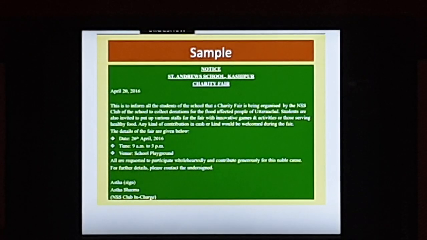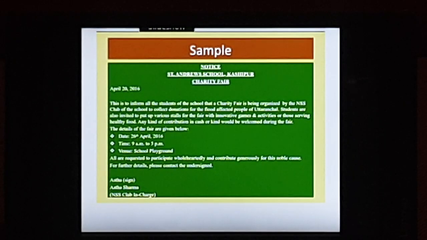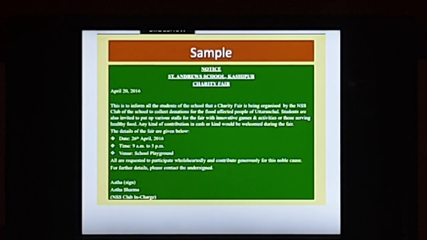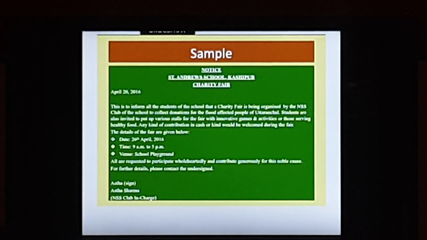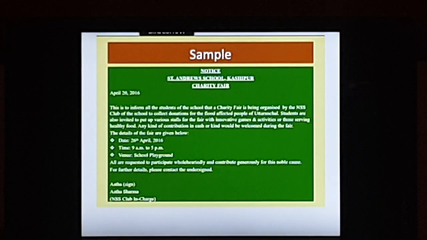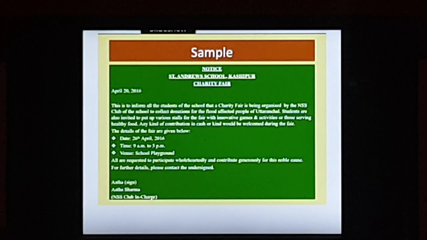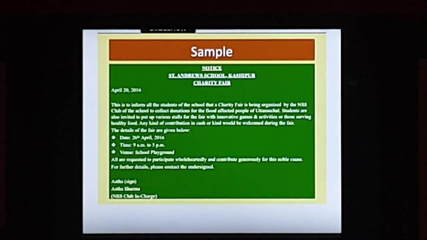So this is the sample of this notice where we want to announce some event. Here the name of this event is charity fair. And why are we holding this charity fair? What is the occasion? You can write about that occasion. And date is there. Then the body, venue, time, date, everything is written. And last is the sign of the issuing authority, name of the issuing authority, and then the designation.